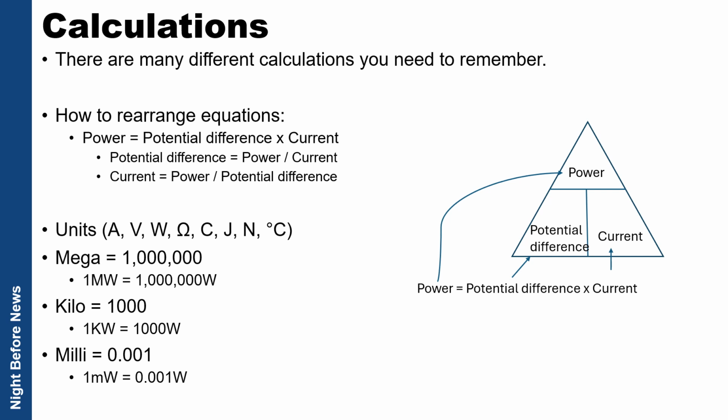Units are also vital in Physics Paper 1. So here are some of the main units that you will be asked to use. You have current, which is in amps with a capital A. You have potential difference, which is measured in volts with a capital V. You have power, which is measured in watts with a capital W. You have resistance, which is measured in ohms, and that's the omega sign there. Then you have charge, which is measured in coulombs, which is a capital C.